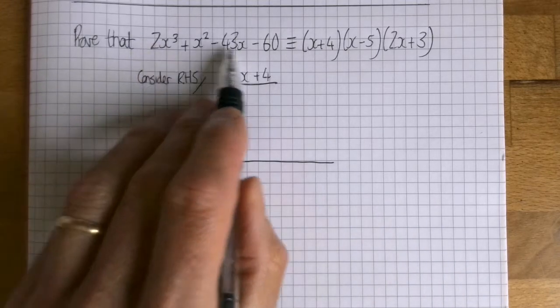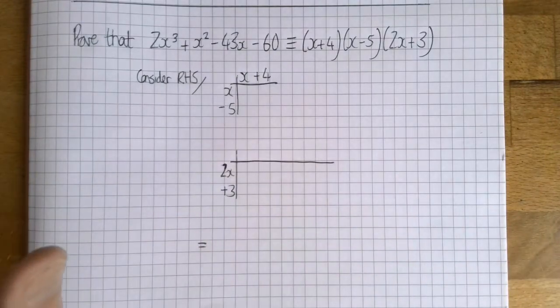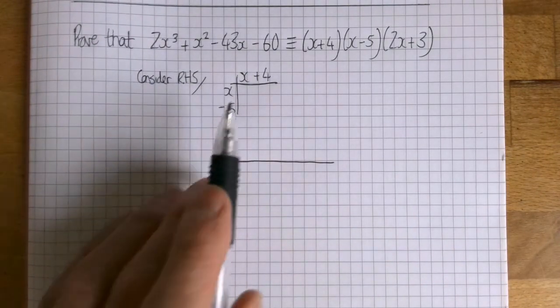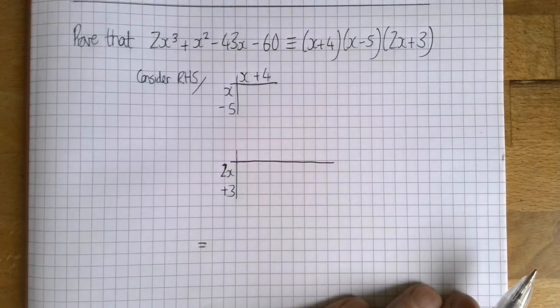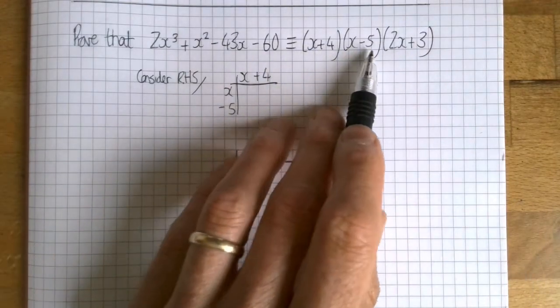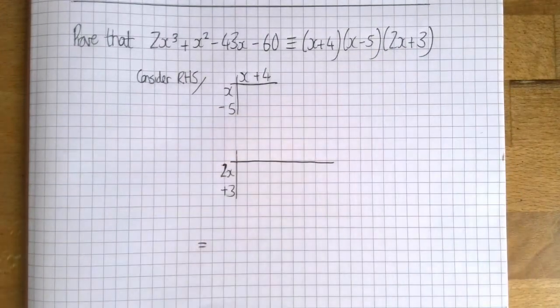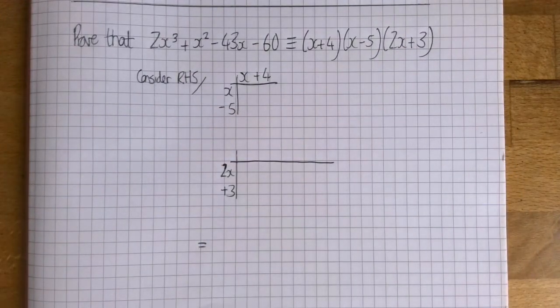So I'm going to lock the left-hand side. I'm going to leave it alone, and I'm just going to consider the right-hand side. So I'm going to expand the right-hand side. I'm going to multiply those two brackets out, and then whatever answer I get, I'm going to then multiply by that bracket. Except you're going to do that for me. So go on, pause, and have a go.